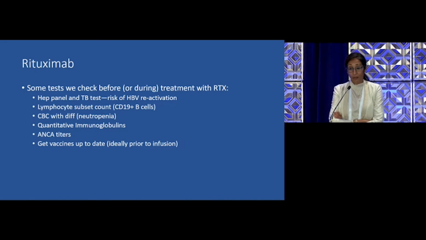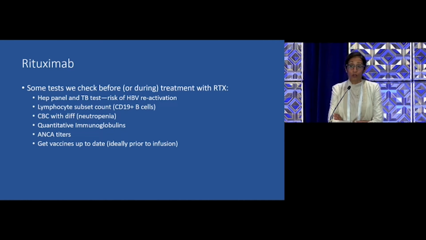Some of the tests that we check before or during treatment with rituximab include a hepatitis and TB panel. There is some risk of reactivation if people have these underlying diseases. So if you do have it, we put you on treatment for that as well. Sometimes we'll be monitoring those B cell counts to see when your B cells start to repopulate when you're on rituximab. Monitoring your blood counts, like I said, the quantitative immunoglobulins. Some docs will choose to monitor ANCA titers. I'm in that camp, but there are two different camps, and so some people will follow those, some people won't.